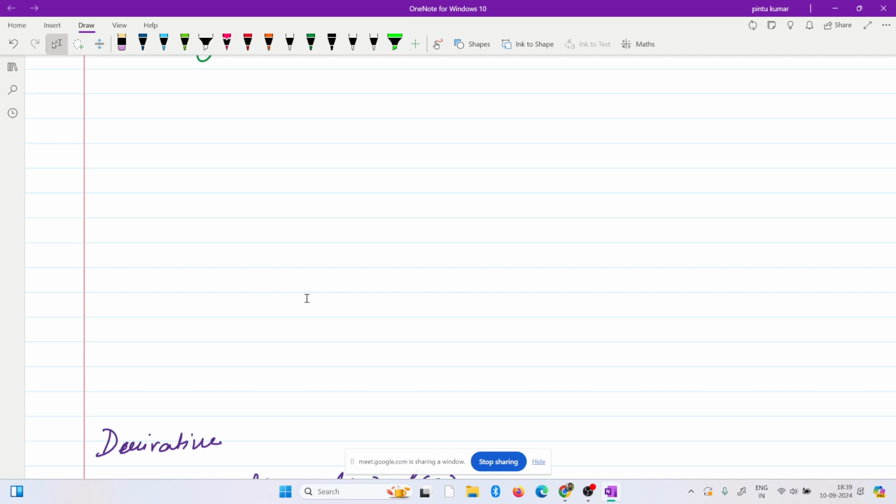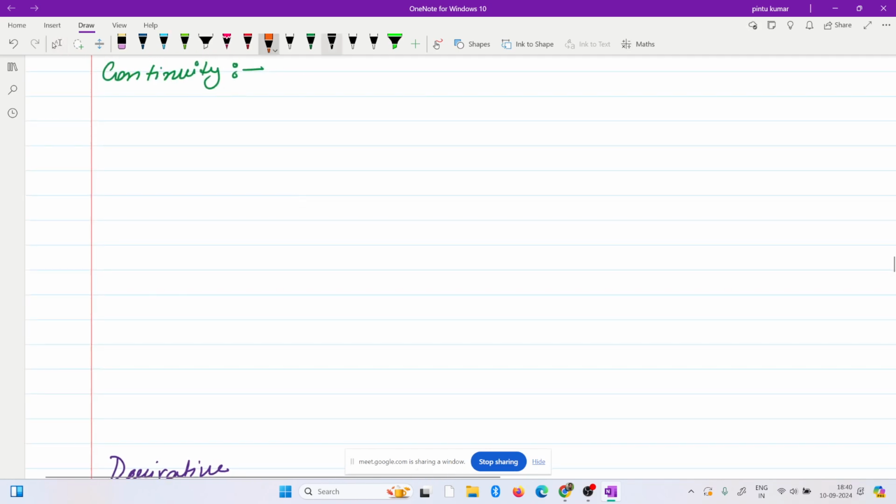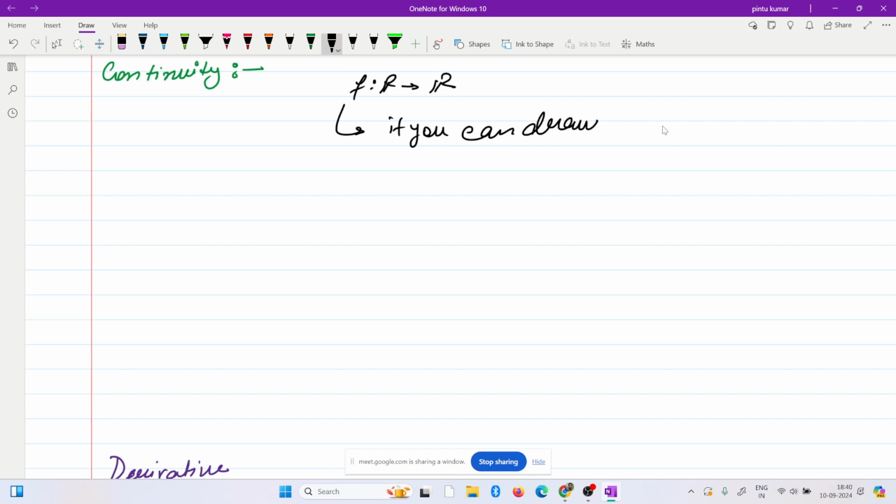Next topic is continuity. Okay. So when do we call a function to be continuous? I won't go into a very technical definition, but if you look at a function from R to R, you say that a function is continuous if you can draw it without lifting a pen. So what this means, intuitively, is that your function doesn't have sudden jumps.